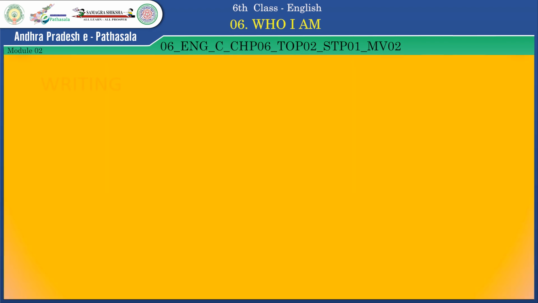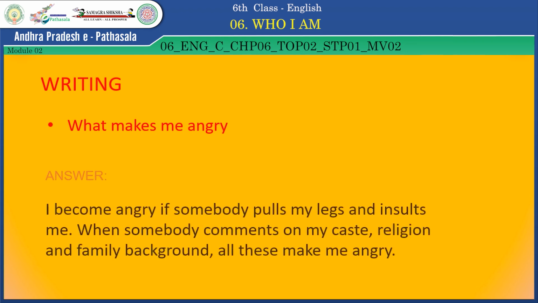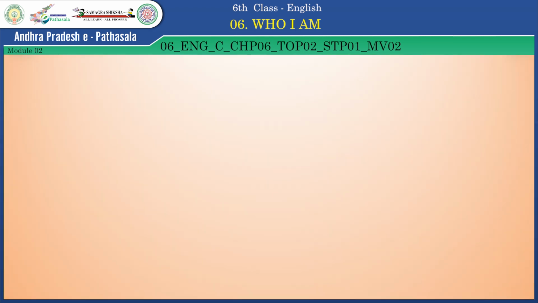In writing, next question. What makes me angry? Answer is: I become angry if somebody pulls my legs and insults me, when somebody comments on my caste, religion, and family background. All these make me angry. Next question.